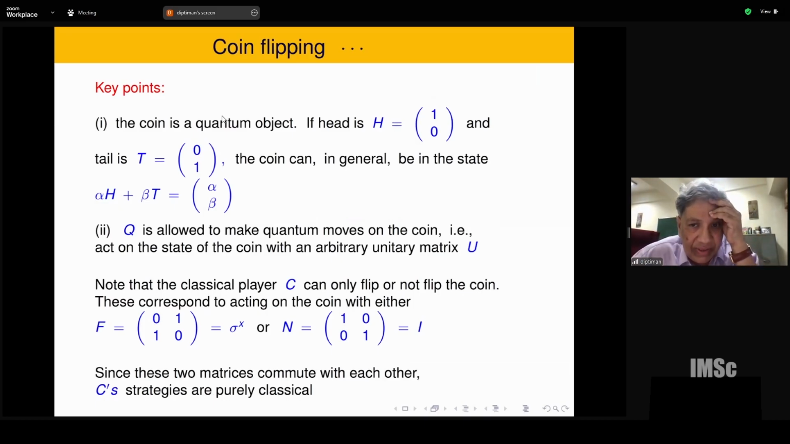The head state H, let's call that (1, 0), and tail T is (0, 1). The coin can in general be in the state alpha H plus beta T. So this is the column (alpha, beta). Okay, so it's a quantum coin.